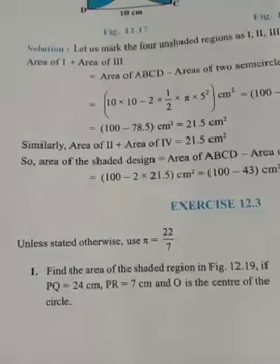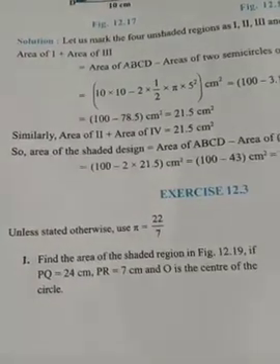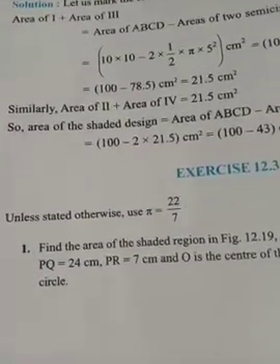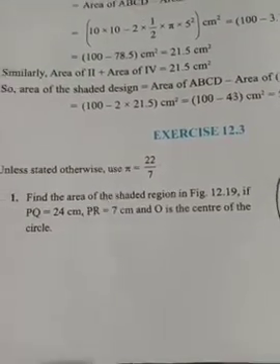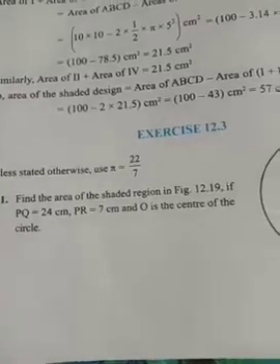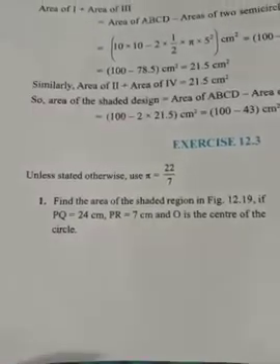Students, let's start question number 1 of exercise 12.3. Please read out: Find the area of the shaded region in figure 12.19 if PQ is equal to 24 cm and PR is equal to 7 cm and O is the center of the circle. So here is the figure.